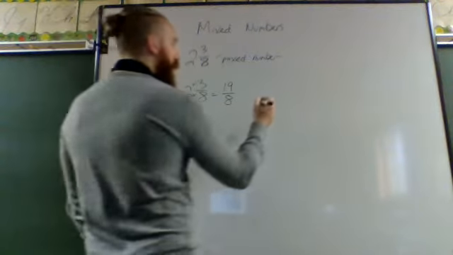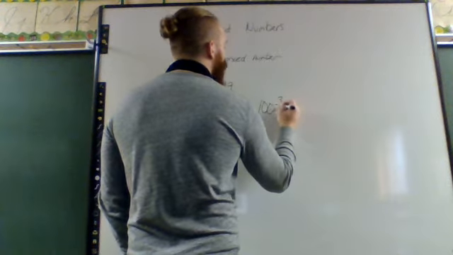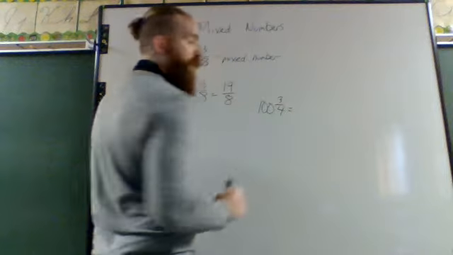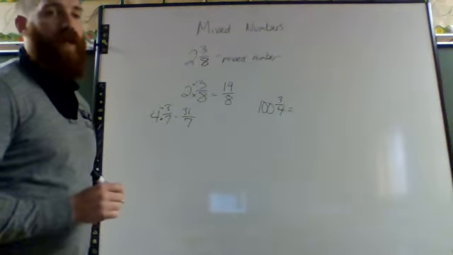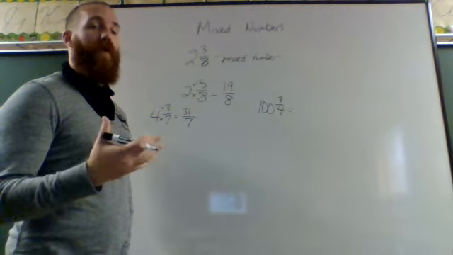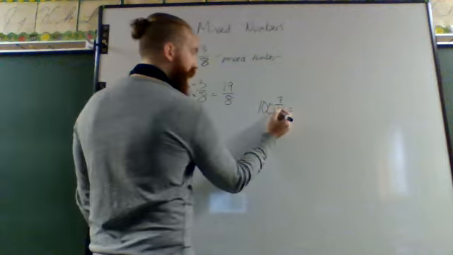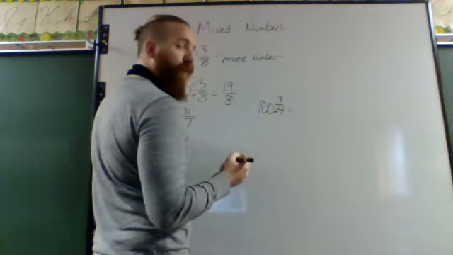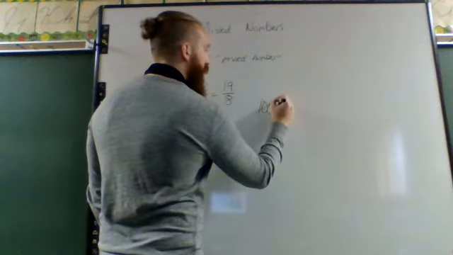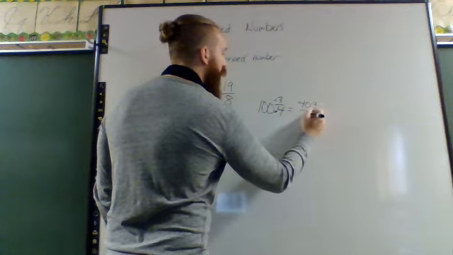Let's say we had 103/4, and we want to change this into an improper fraction. Okay, some of you might look at this and be like, wow, that's a huge number. I don't know if I'm going to be able to do that. You follow the same rules. So 4 times 100 would give you 400, plus 3, you're going to have 403 over 4.